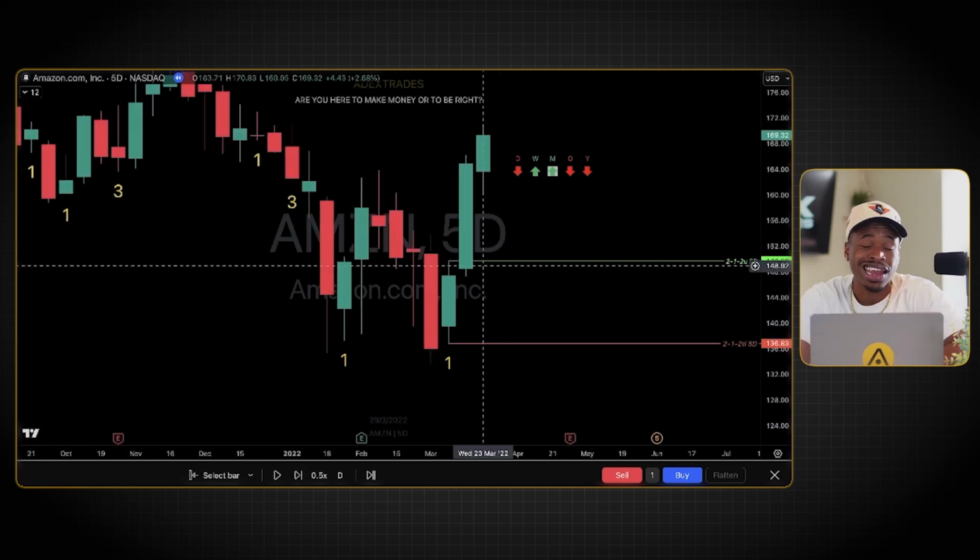Now, if it wasn't for that 5-day time frame, you probably wouldn't have noticed that we were just chopping inside of a range. But that 5-day chart let us know that we were consolidating, and we want to be there as soon as we break out of consolidation.